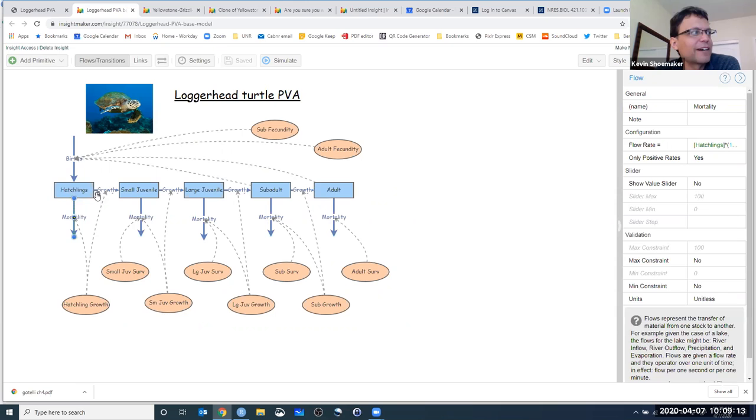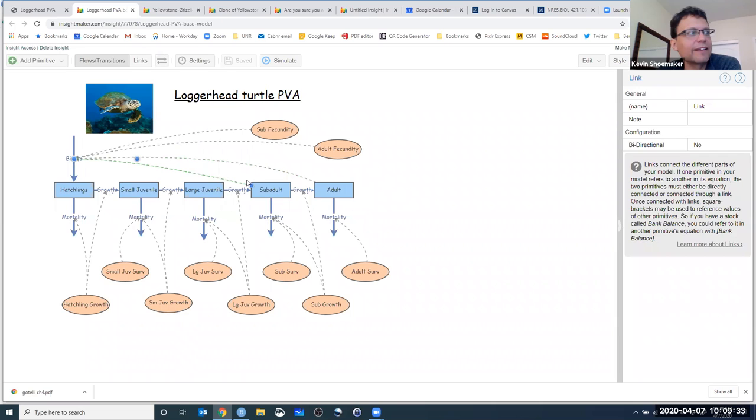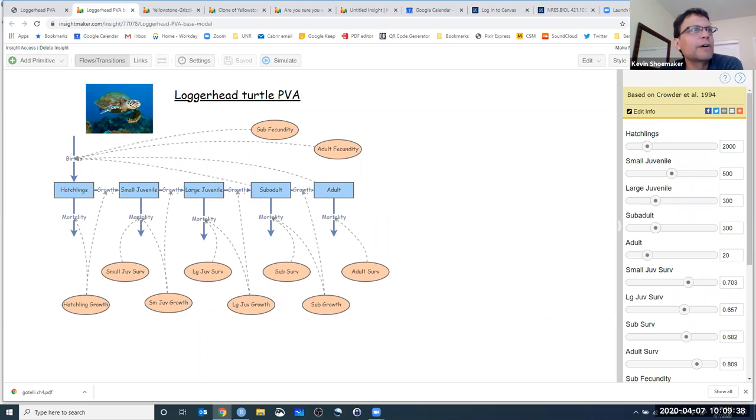Again, we have transition rates from hatchling to small juvenile, and so on and so forth. Those are the flows in this model. And we have a reproductive process this time. Both the subadults and the adults can produce offspring. So both of those contribute to the total births via this dotted line here. And here, once you've understood the model, again, clone the model first, just clone it here. And then you can make whatever change you'd like to make to the model, and you can run the model. This time, I did parameterize it for you.